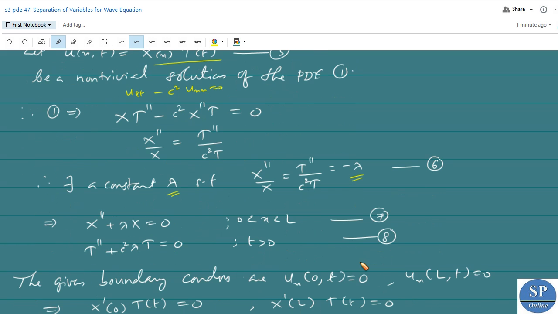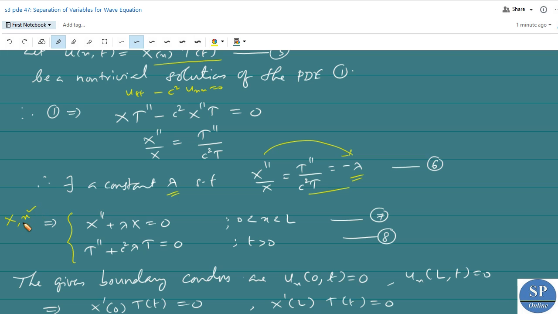So we have a system of two differential equations. First is X double dash by X is equal to minus lambda, that is X double dash plus lambda X equals 0, and the second one is T double dash by c square into T equal to minus lambda. So from this we get T double dash plus c square into lambda into T equal to 0, for 0 less than x less than L and t greater than 0. So the first equation is a differential equation with the capital X and small x.